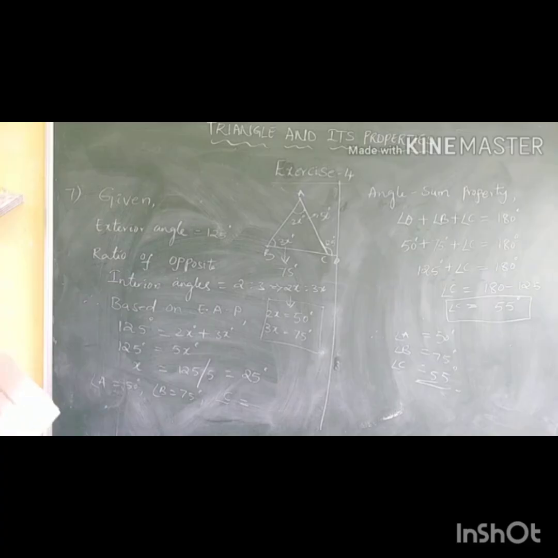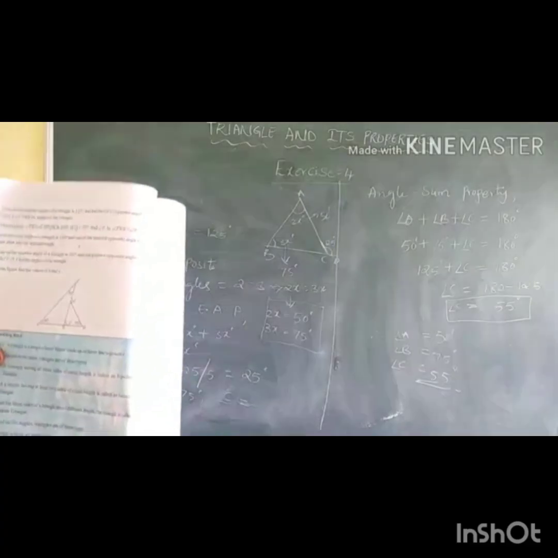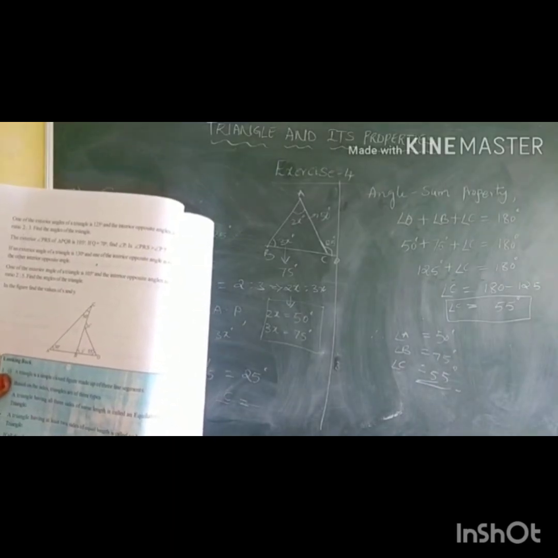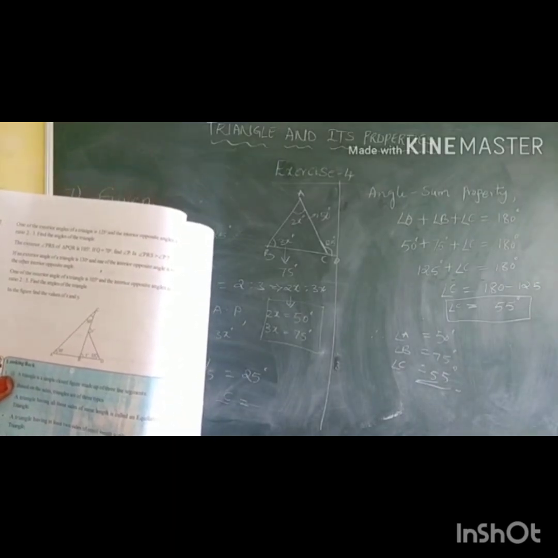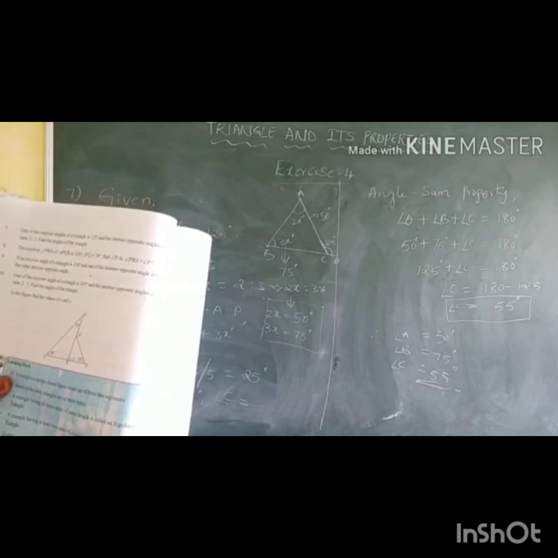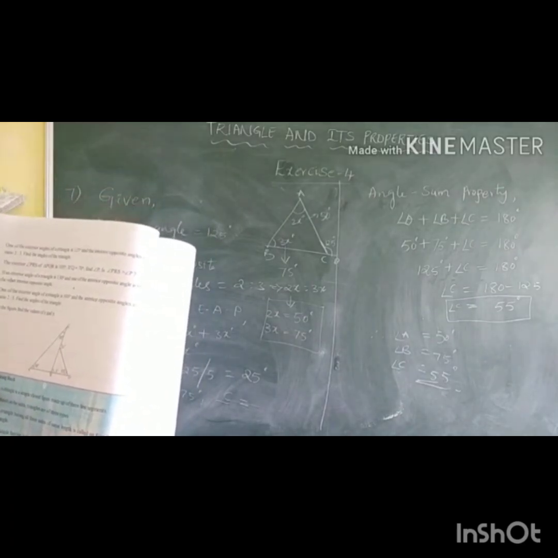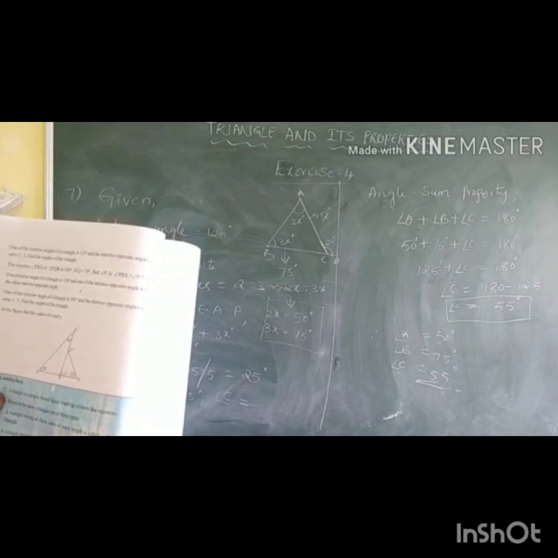Okay. Coming to the next question. Eighth question. The exterior angle PRS of triangle PQR is 105 degrees. If angle Q is 70 degrees, find angle P. And also they are asking, is angle PRS greater than angle P? Here they are asking two questions. We should find angle P and also check whether angle R is greater than angle P or not.